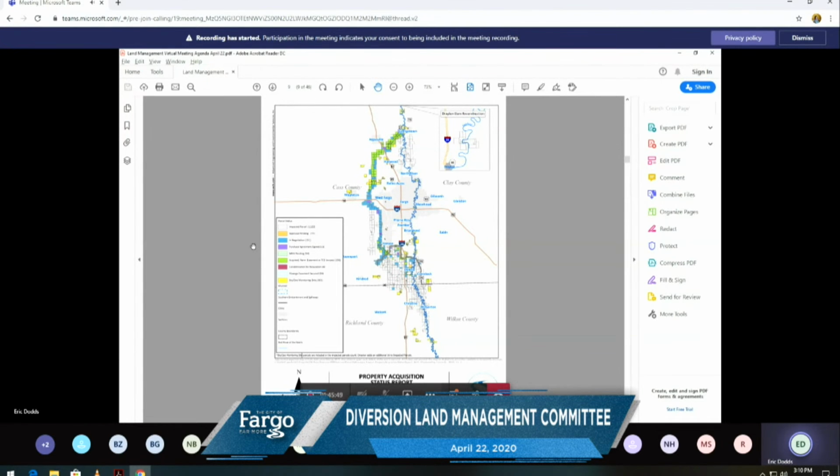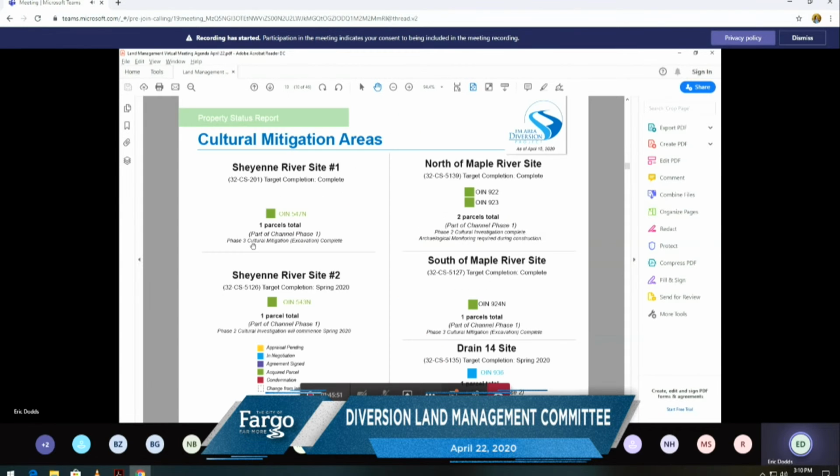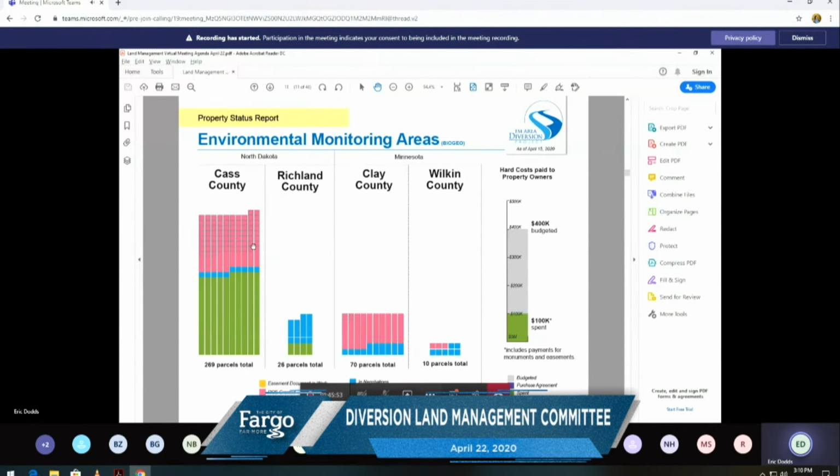The rest of the status report just goes through the normal pages. I certainly encourage you to take a look at that and see the progress that we're making. On the screen, I'm showing page 11, which is the environmental monitoring area. This was a pretty monumental effort.